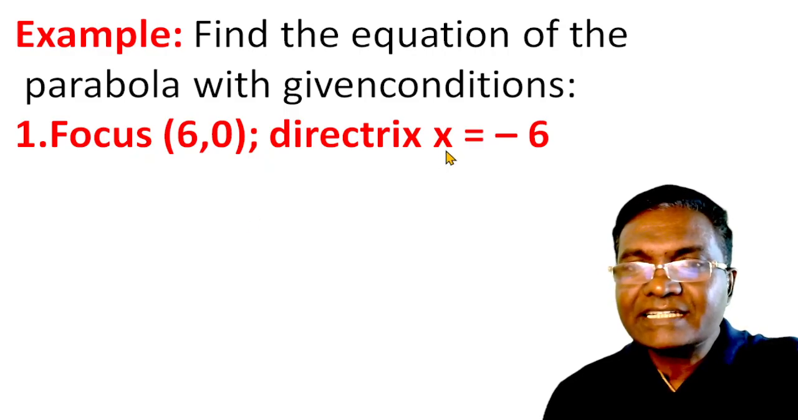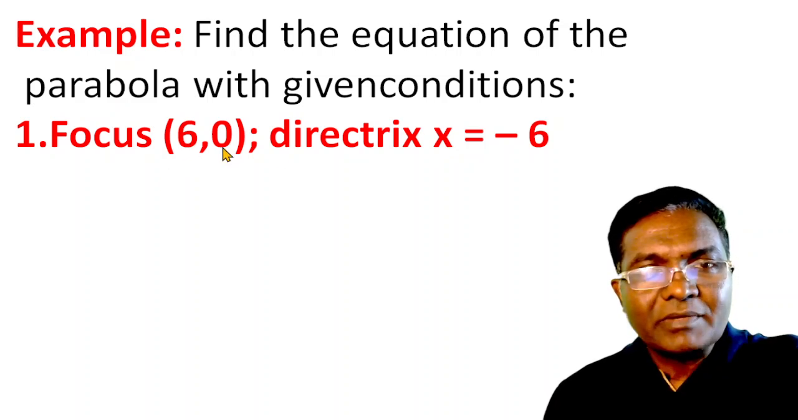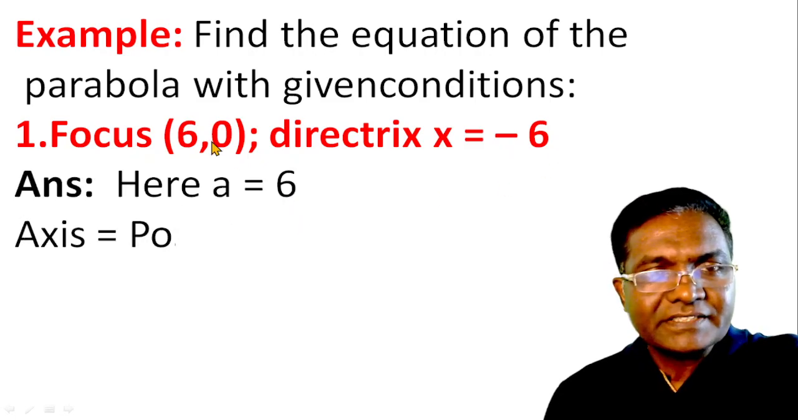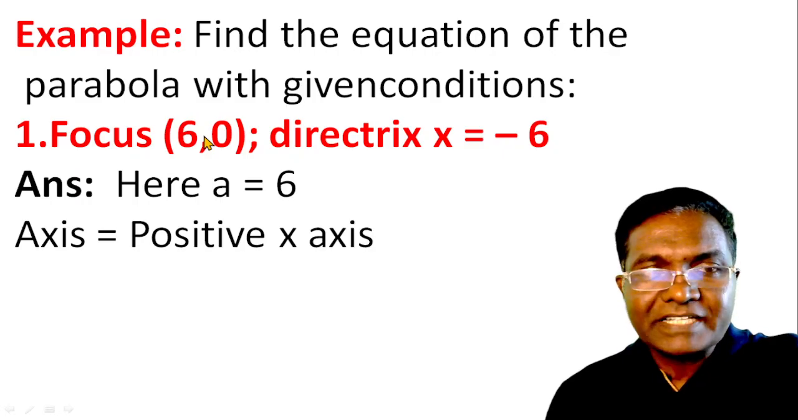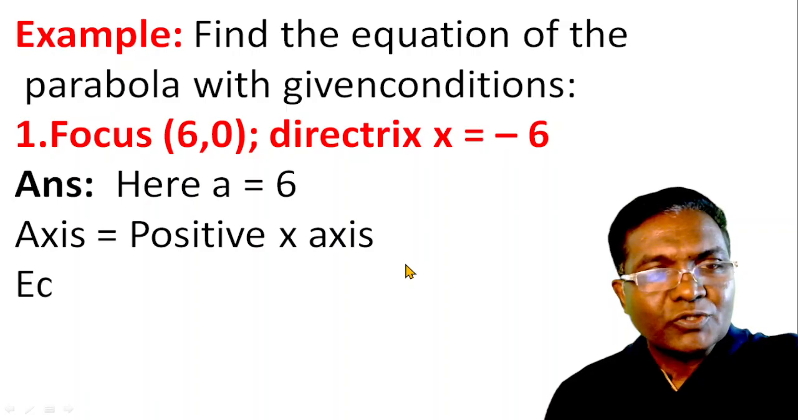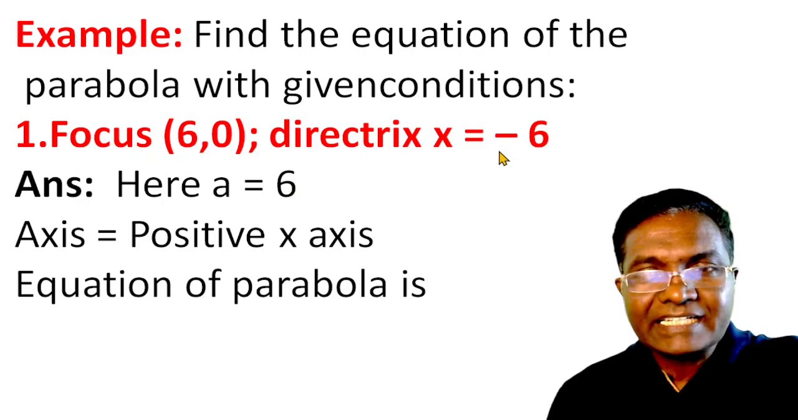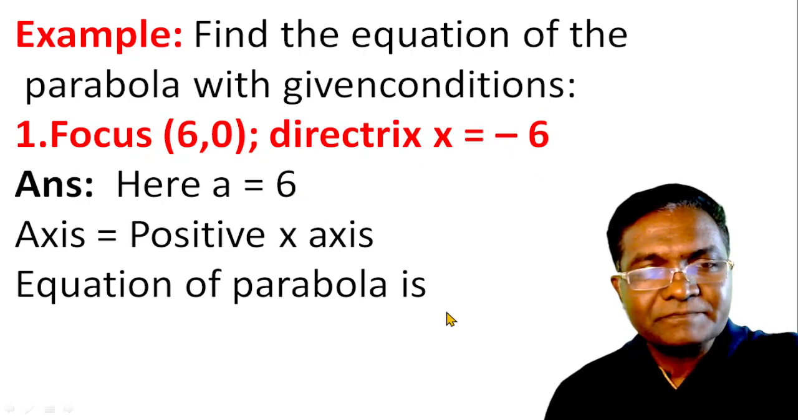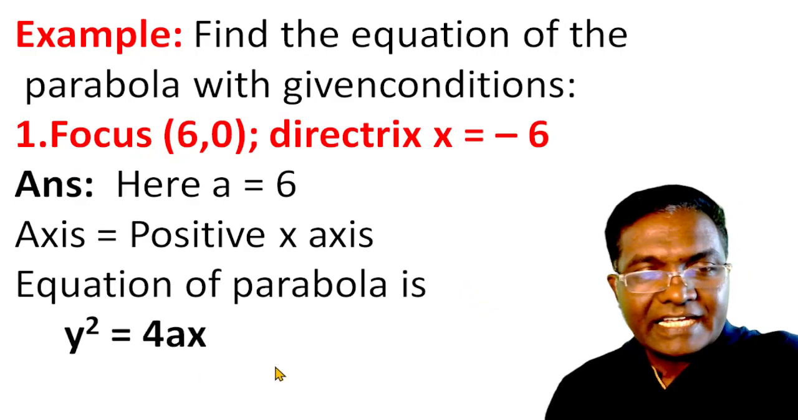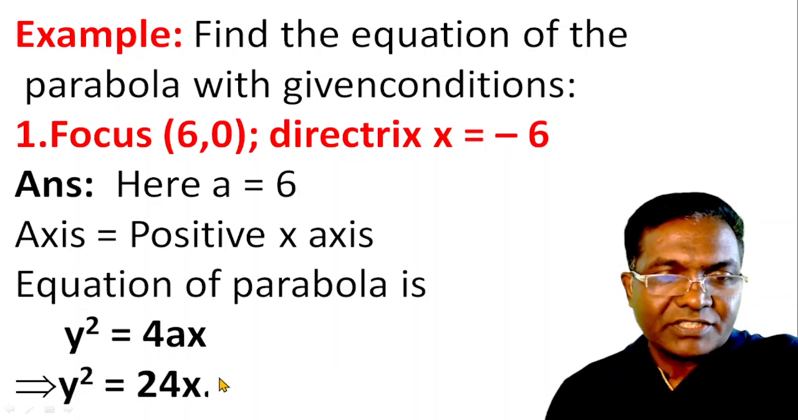So ultimately the directrix is on the other side of the origin. Comparing with (a, 0) and x equals minus a, here a is equal to 6 and the focus is on the positive x-axis, so the axis is the positive x-axis. The equation of the parabola with focus at (a, 0) and directrix x equals minus a, that is minus 6, we know is y square equals 4ax. And what is a? a is 6. So 4 into 6, that's y square equals 24x.